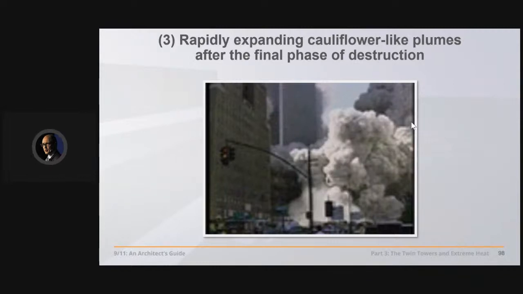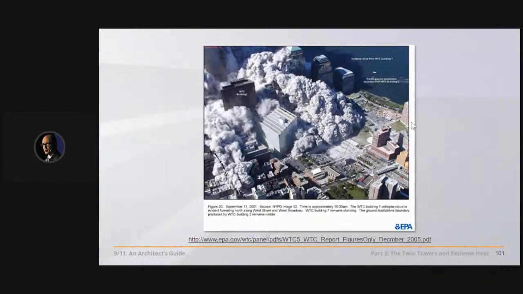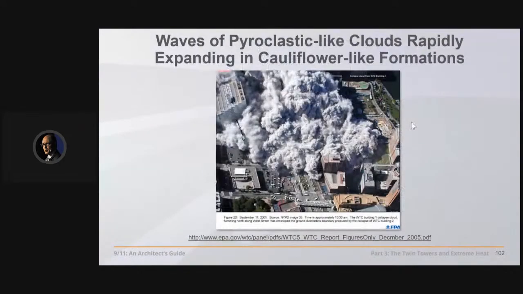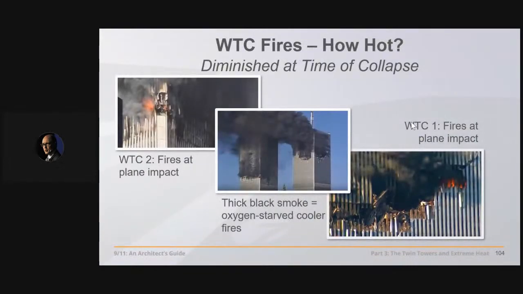In fact, 10 times the volume of the building in just 30 seconds. An incredible amount of heat, requiring these rapidly unfolding cauliflower-shaped plumes that are engulfing the rest of Manhattan very rapidly, requiring a whole lot more heat than what we have in the Twin Towers, which even at the time of the collapse were diminished and oxygen starved, indicated by the thick black smoke. So we're talking about a whole lot more heat than this. These fires were probably extinguished by the time the collapse was halfway down.